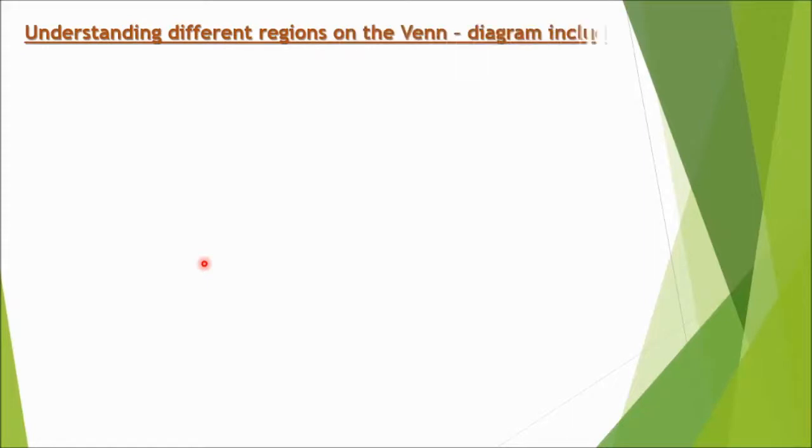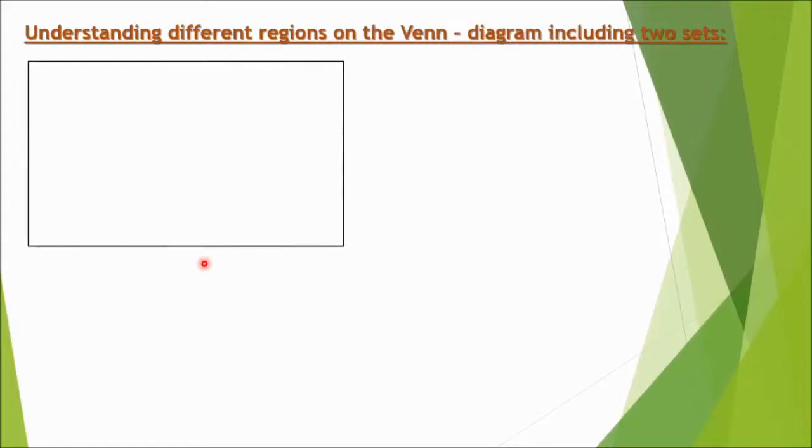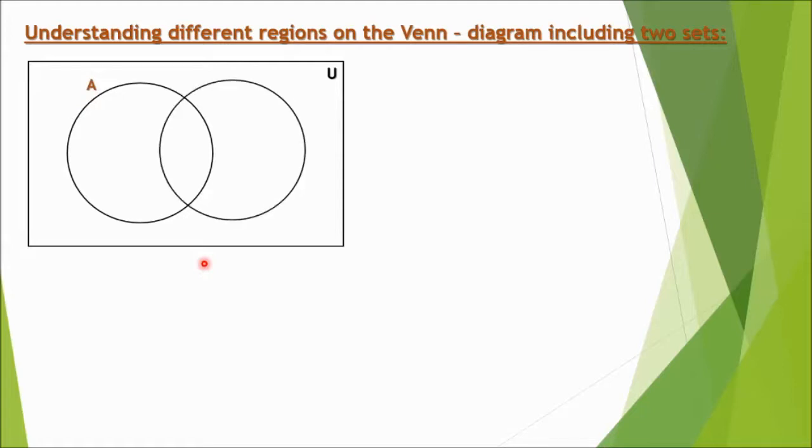Understanding the different regions on a Venn diagram. Okay, for 2 sets. We are not going to do more than 2 sets. Now this rectangle is the universal set, and you can see 2 sets, A and B. Which part of the Venn diagram is for which set notation, we will see in a single Venn diagram.